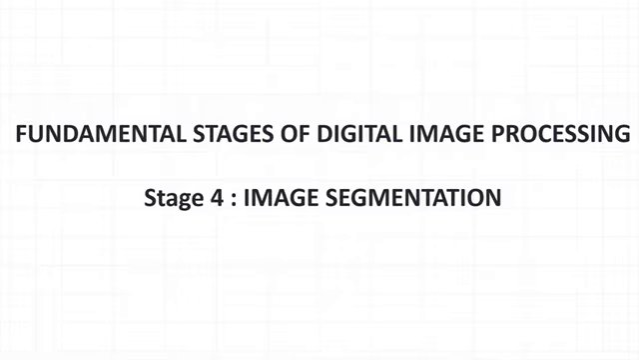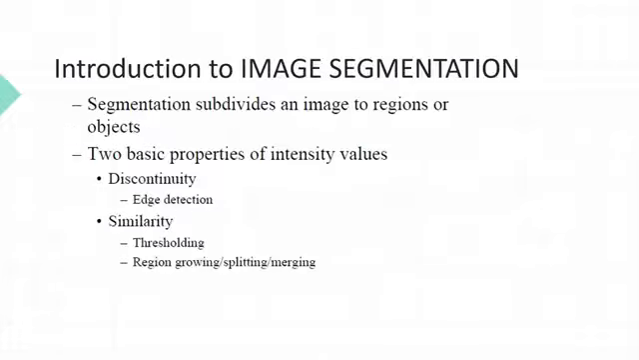Now coming to stage 4 in digital image processing, which is referred to as image segmentation. Actually, image segmentation is preferred as the most important post-processing method in all of the image processing applications. After pre-processing, that is, after the image enhancement method is applied, image segmentation is the best post-processing method. Very first thing, let us go to the introduction of image segmentation.